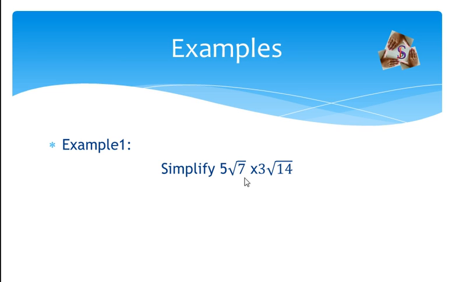Example 1. Simplify 5 root 7 into 3 root 14. So we'll multiply the coefficients separately, multiply the radicals separately. So 5 into 3, 15, root of 14 into 7. That is 15 into root of 98.